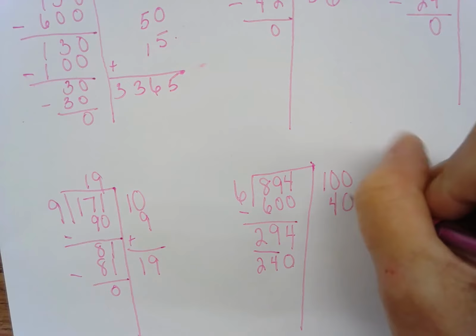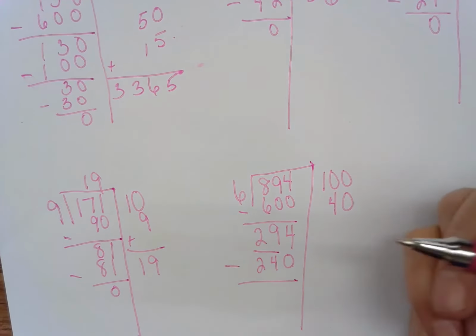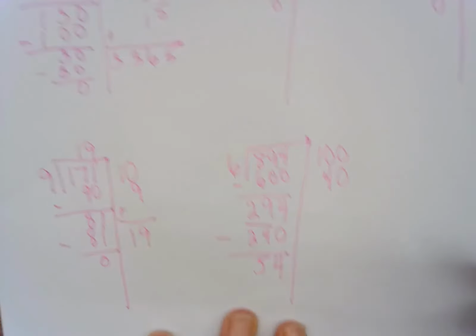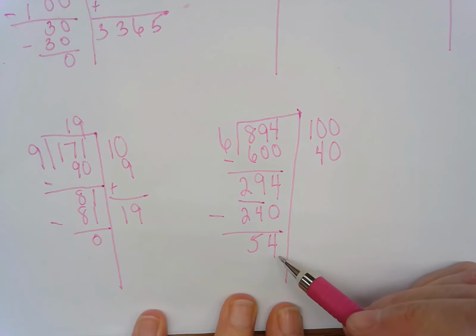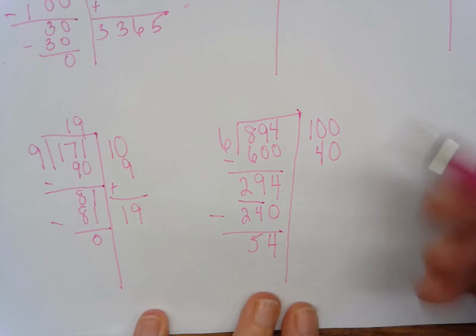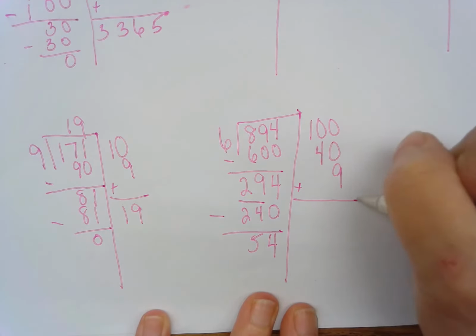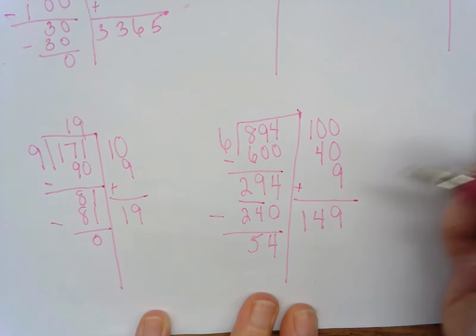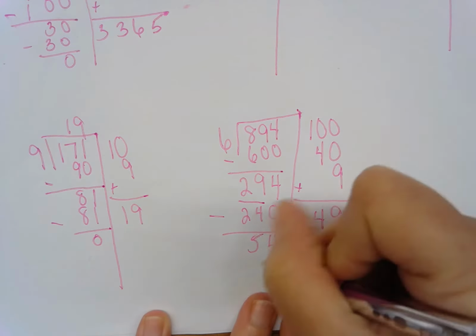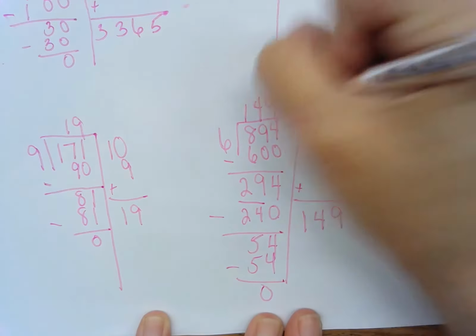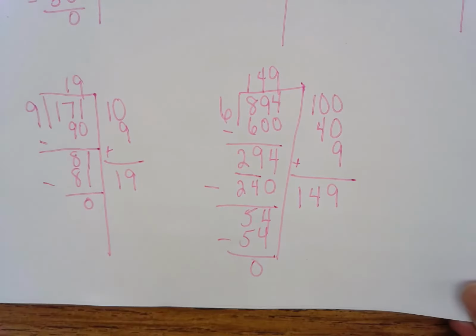If we add a 0 there, we subtract. We get 54. How many times does 6 go into 54? 9. So it's 149 with a remainder of 0. And that's the answer to that one.